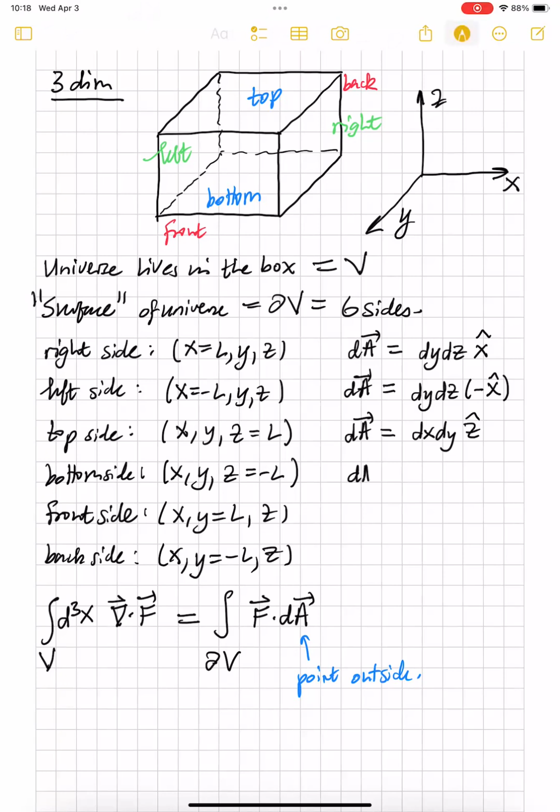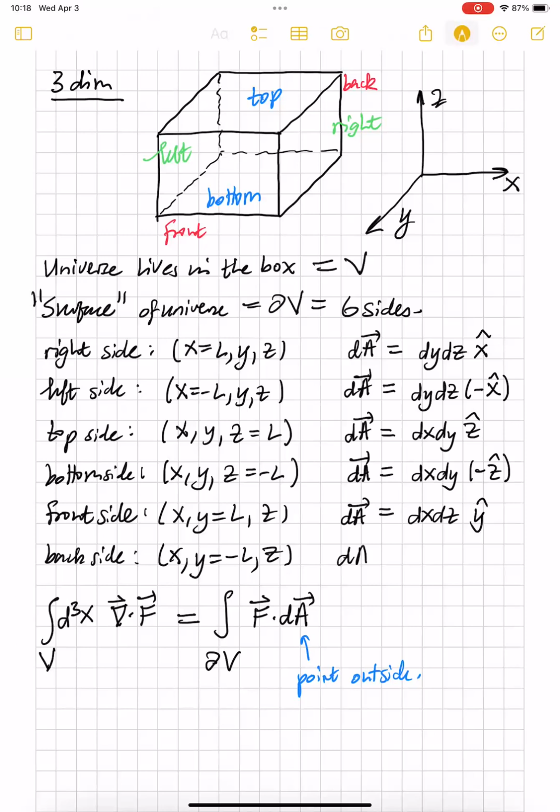For the bottom side, you could try this again. You could pause the video and try it. What's the answer? Again, we're integrating over x and y, so we'll have dx dy. And now for the bottom of the box, we must point along the negative z direction, so minus z hat. For the front side of the box, the coordinates that are varying are x and z, so we'll have dx dz, and the front side is pointing along the y hat direction.